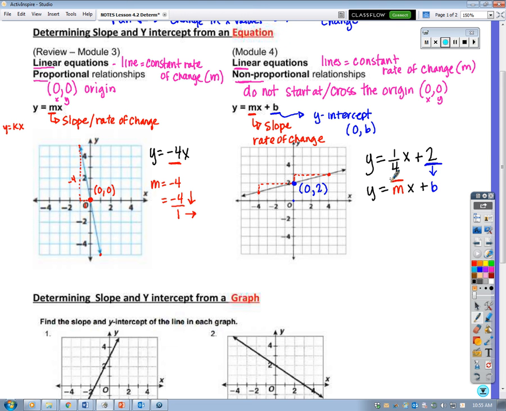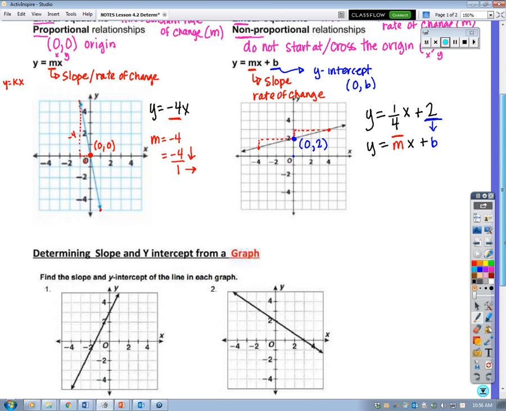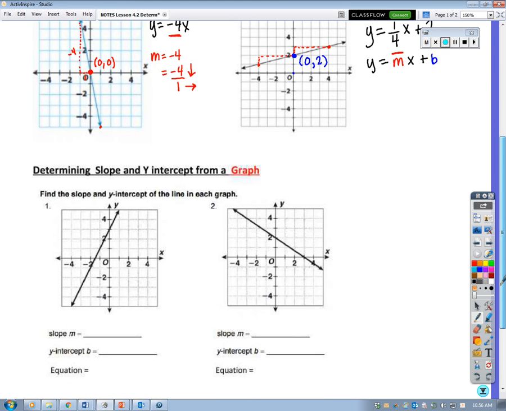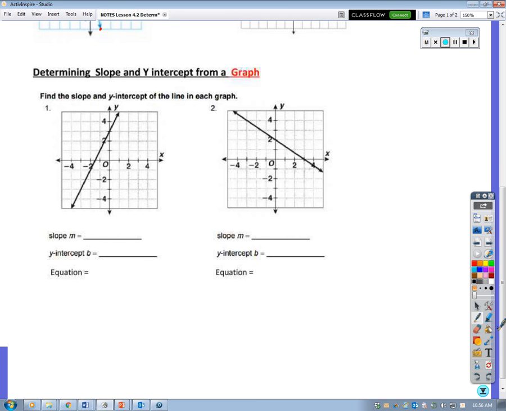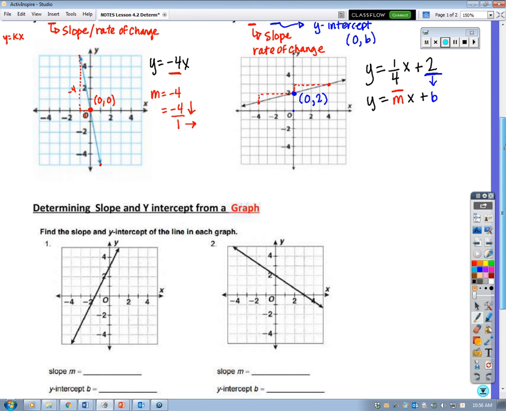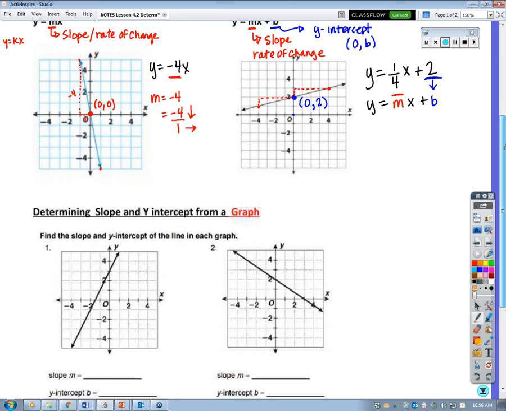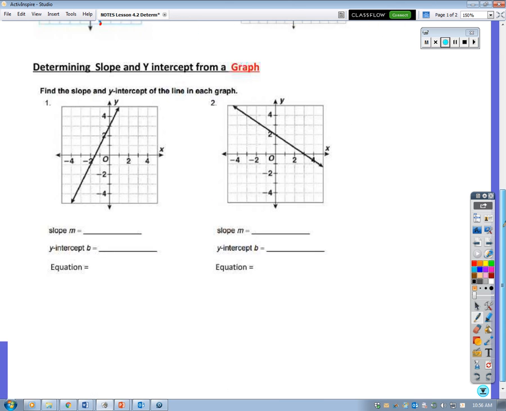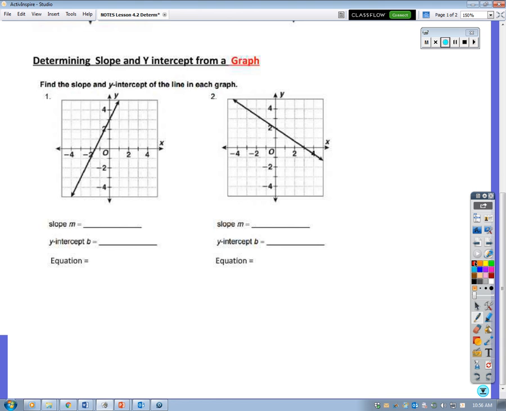Okay, so let's go ahead and see if we can determine slope and y-intercept from a graph, which we kind of just did up there, but now we're going to look at just the graphs, and we're going to determine our slope, determine our y-intercept, and create an equation, which is what we did up here, but we also were introducing the idea of equations up there. Okay, so take a look at this first one and find the slope and y-intercept. So remember that slope is rise over run.